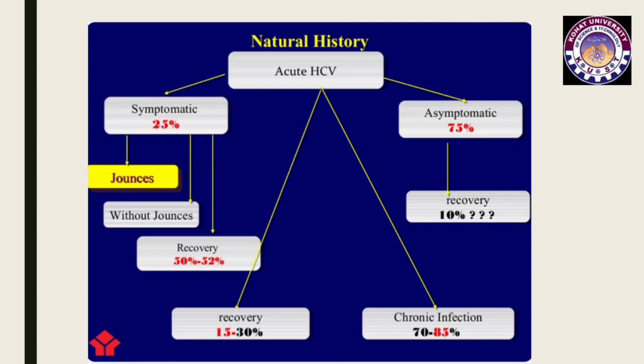Next is natural history. Now we discuss the natural history of hepatitis C. From acute HCV, the symptomatic chance is 25%, asymptomatic 75%, and symptomatic with jaundice and without jaundice. The recovery chance from symptomatic is 30 to 52%, and the recovery chance from asymptomatic is 10%. From acute HCV, the recovery chance is 15 to 30%, and the chronic infection chance is 70 to 85%. So this is the natural history of hepatitis C virus.